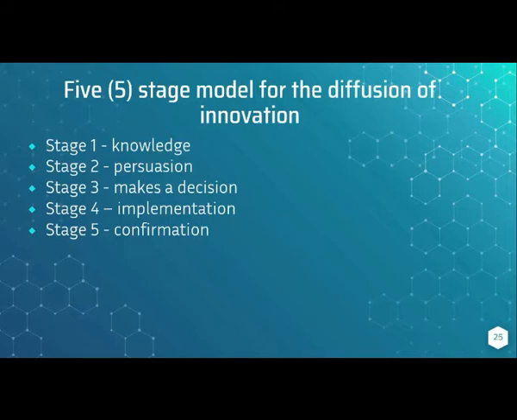5 stages model for the diffusion of innovation. Along with the concept of different categories of innovation adopters, Rogers proposed a 5-stage model for the diffusion of innovation. Stage 1 is knowledge, learning about the existence and function of the innovation. Stage 2 is persuasion, becoming convinced of the value of the innovation.